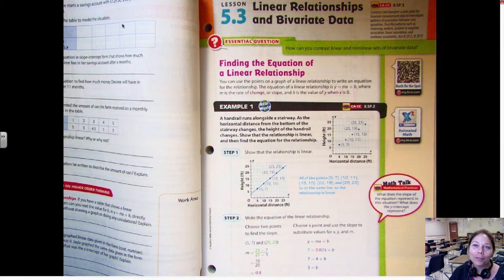I'm going to teach you linear relationships and bivariate data, lesson 5.3 in your books on page 141. So open up and get ready to join me. Today we're going to be talking a little bit about finding an equation when you're only given a graph or a table and you are not given your y-intercept.